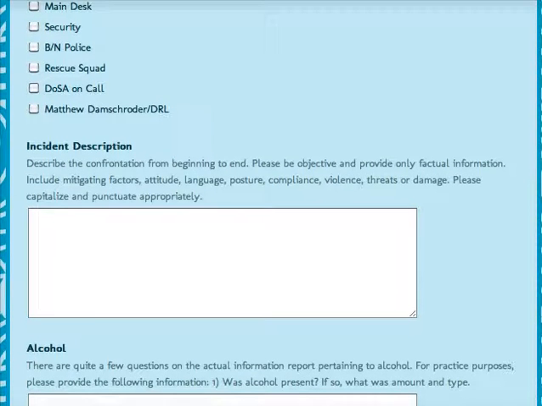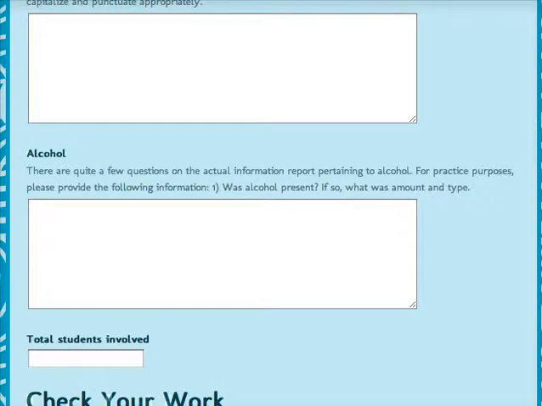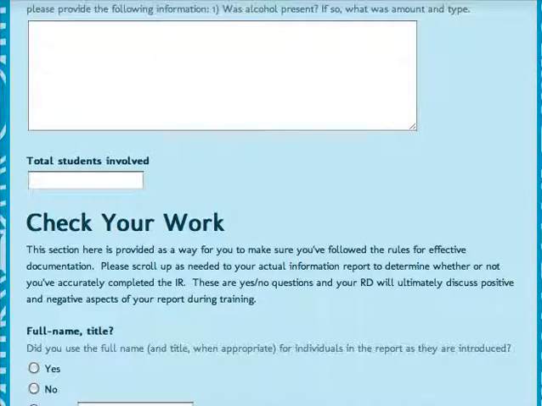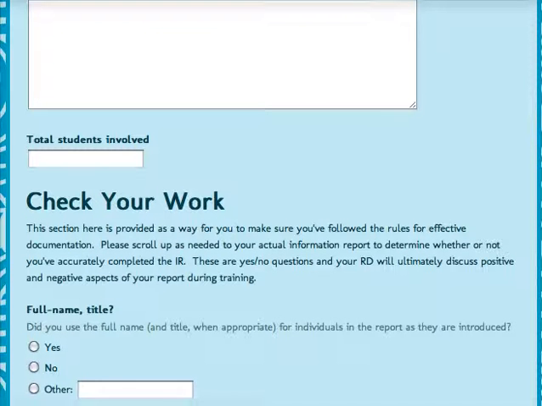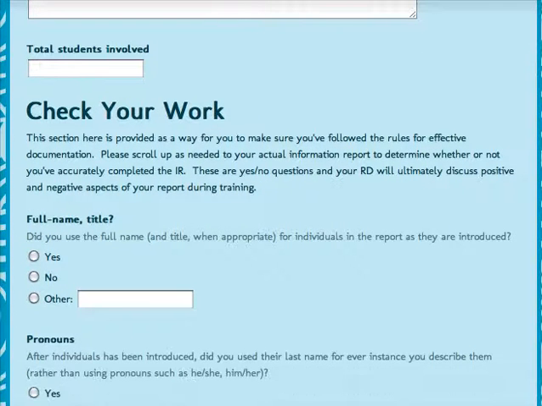Give us an incident description. If you noticed any alcohol, you can let that there. And then total students involved. And then we also have a fun check your work. And this is the place where we're hoping this is helpful for people both during training and throughout the school year. If you're writing information reports, this will give you a quick idea as to what we're looking for.